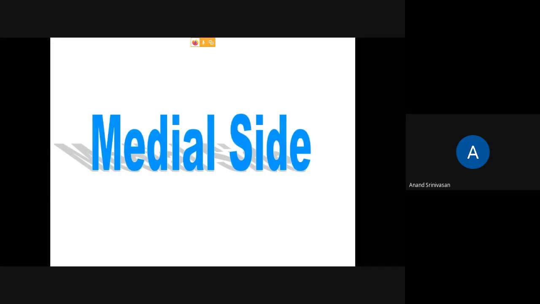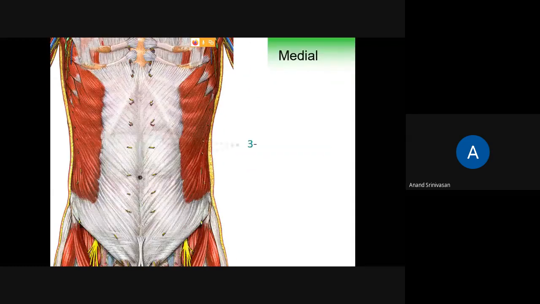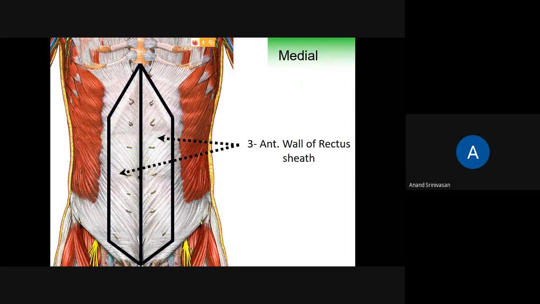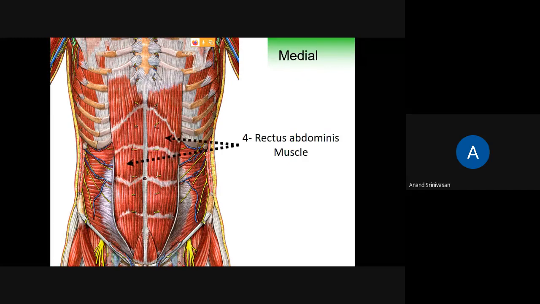Now let's see what structures are located on the medial side. As I said before, the skin, the superficial fascia. The next one, the anterior wall of the rectus sheath. Once you cut through the anterior wall of the rectus sheath, you come across another muscle going from up to below, which is called the rectus abdominis muscle.